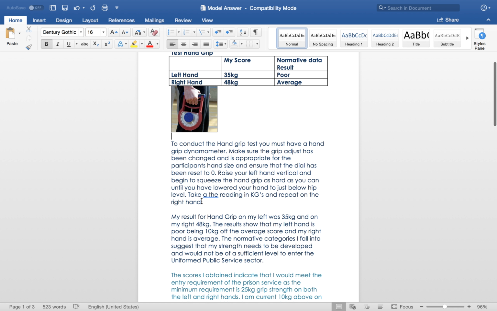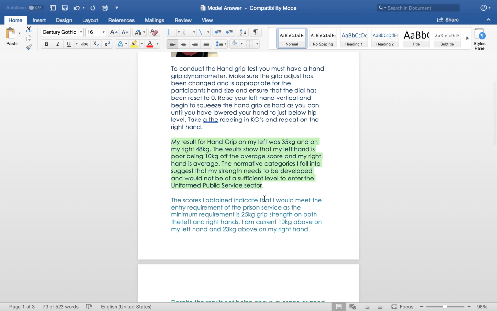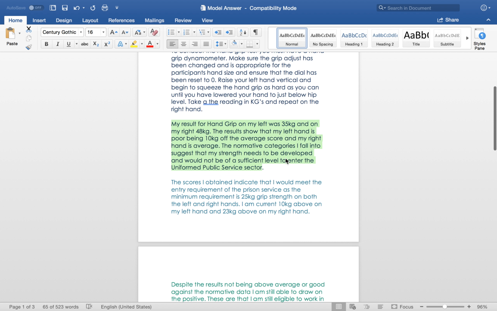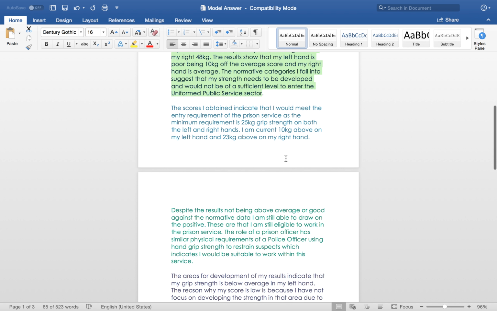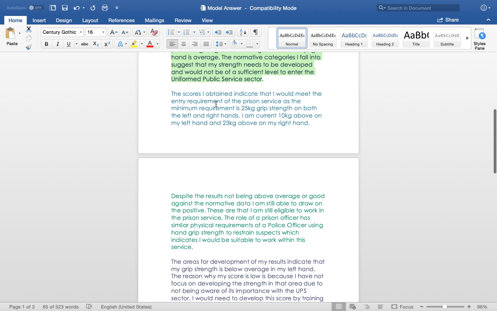I've then given you an overview of how to conduct the test, so specific description and instructions on how the test is conducted, and then I've talked about my result in relation to my score, and I've said what normative data categories I fall into. I've then gone on and said that these are the positives of my score. I've said that this is a positive of my score, as the minimum requirement is 25 grip strength on both left and right hands for the prison service, and I'm currently 10k above, so I'm talking about the positives.